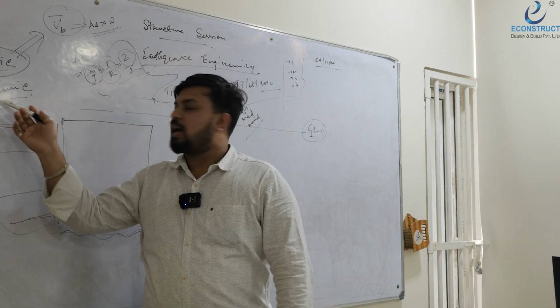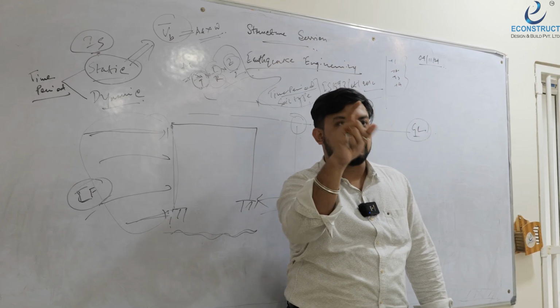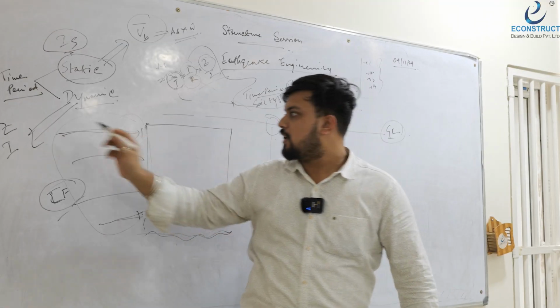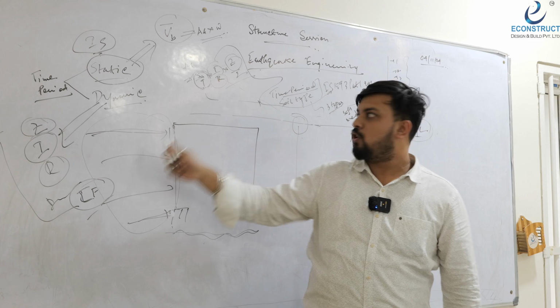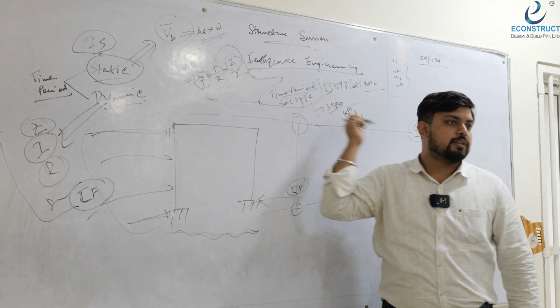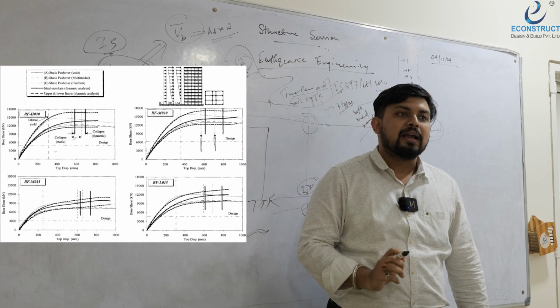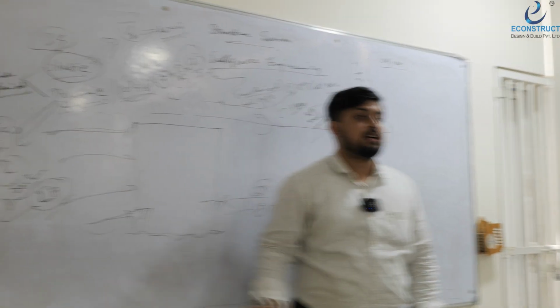But now in case of dynamic, the first mode, the first time period that you are getting, that is basically the dynamic time period. After getting there, you put the Z value, the I value, the R value, but you don't put any kind of time period over there. Generally, dynamic base shear should always be lesser than static base shear. Why? Now you will be able to understand why static analysis is required to be done.